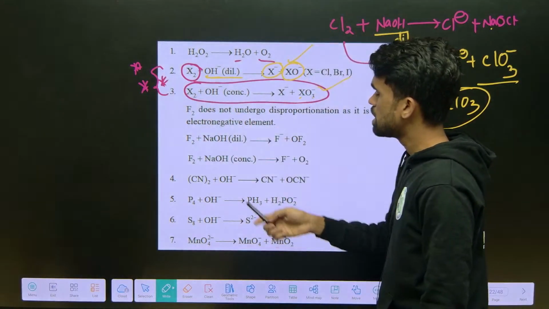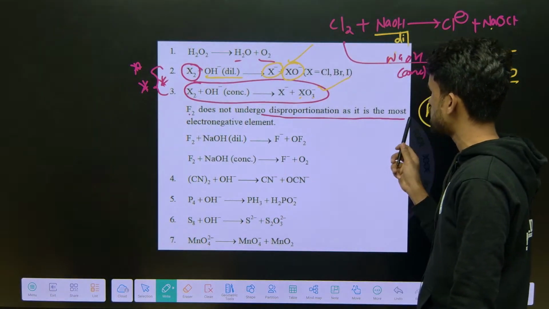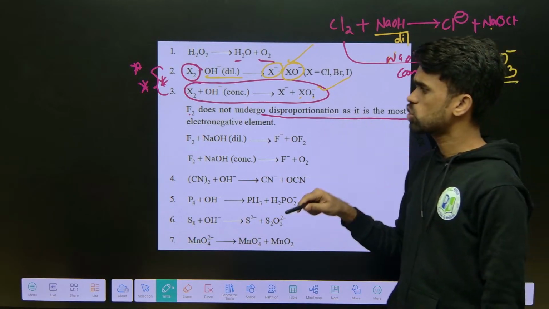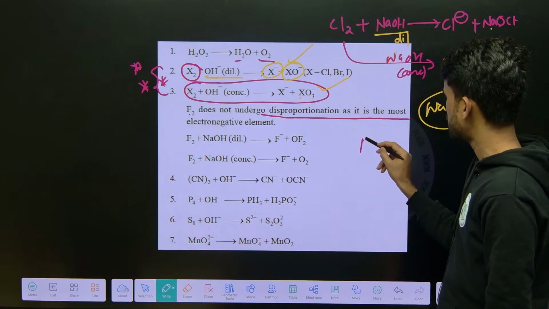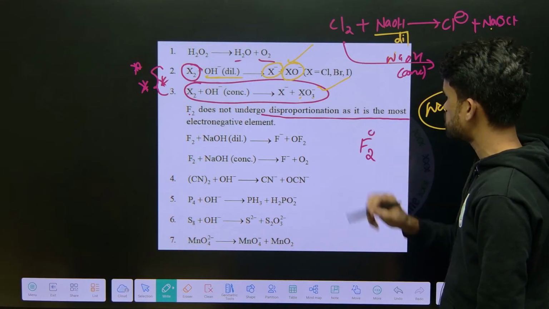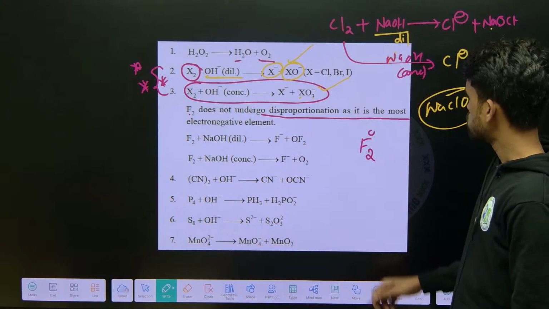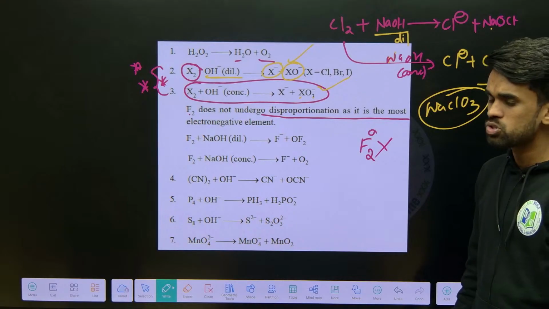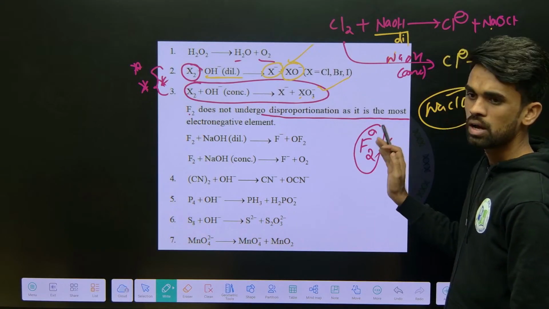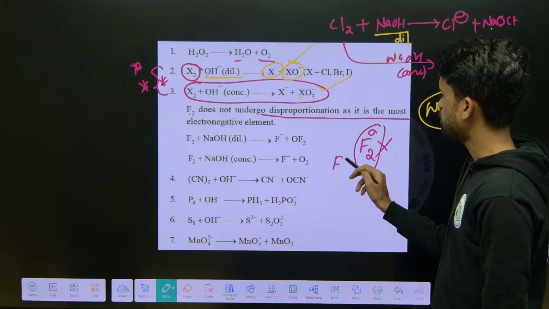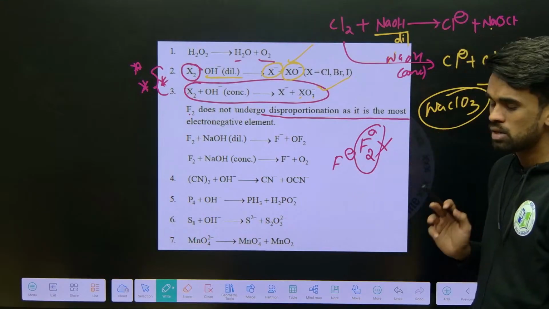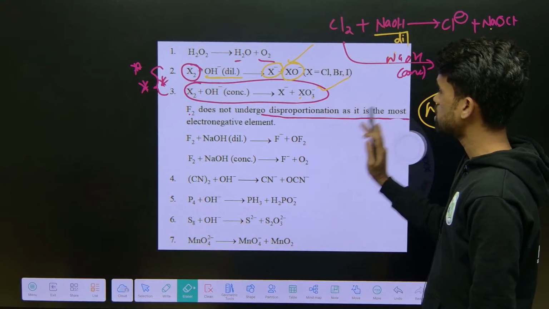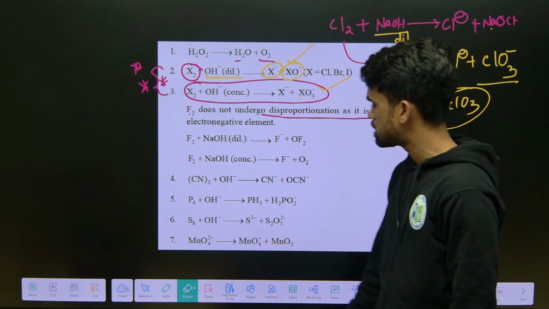And if you observe this, F2 does not undergo disproportionation reactions. Why won't it undergo? Because it is the most electronegative element. Since it is the most electronegative element, what is the maximum oxidation state possible for fluorine? 0. So it cannot be positive. That's why it cannot undergo disproportionation. It will stay in this way only, either in 0 or in negative like F minus form, but not any of the other possible oxidation states. Only these two oxidation states, -1 and 0, are the two possible oxidation states for fluorine.